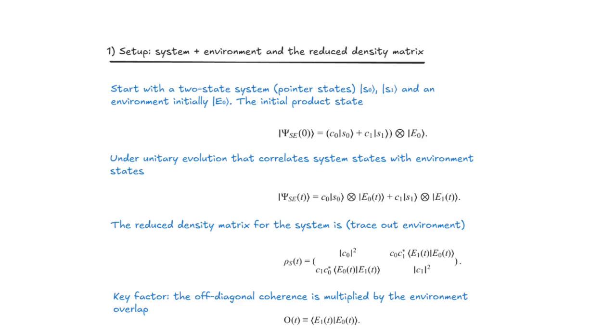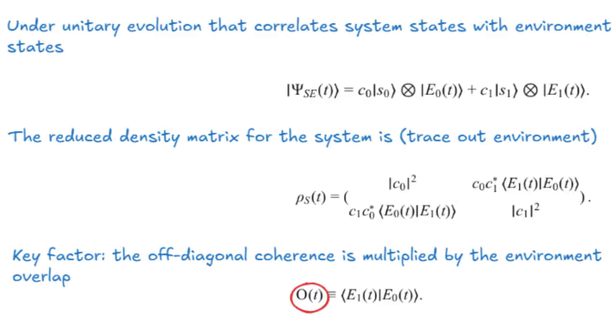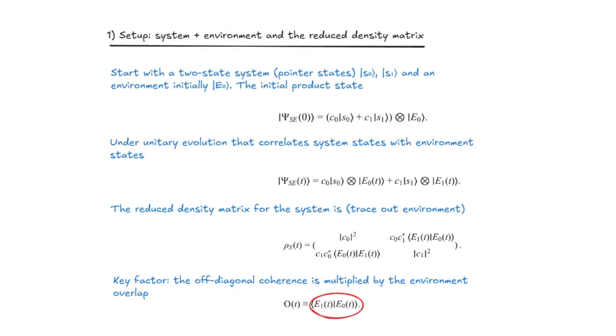In everyday words, O(t) tells us how similar the two environment states are. The expression O(t) is the environmental overlap function. It is a complex number whose magnitude quantifies how similar or distinguishable the two environment states are. The expression bra E1 of t ket E0 of t is the inner product between the two states of the environment, E1 of t and E0 of t, which have become correlated with the system states S1 and S0 respectively. This inner product measures how similar or different the environment states are.